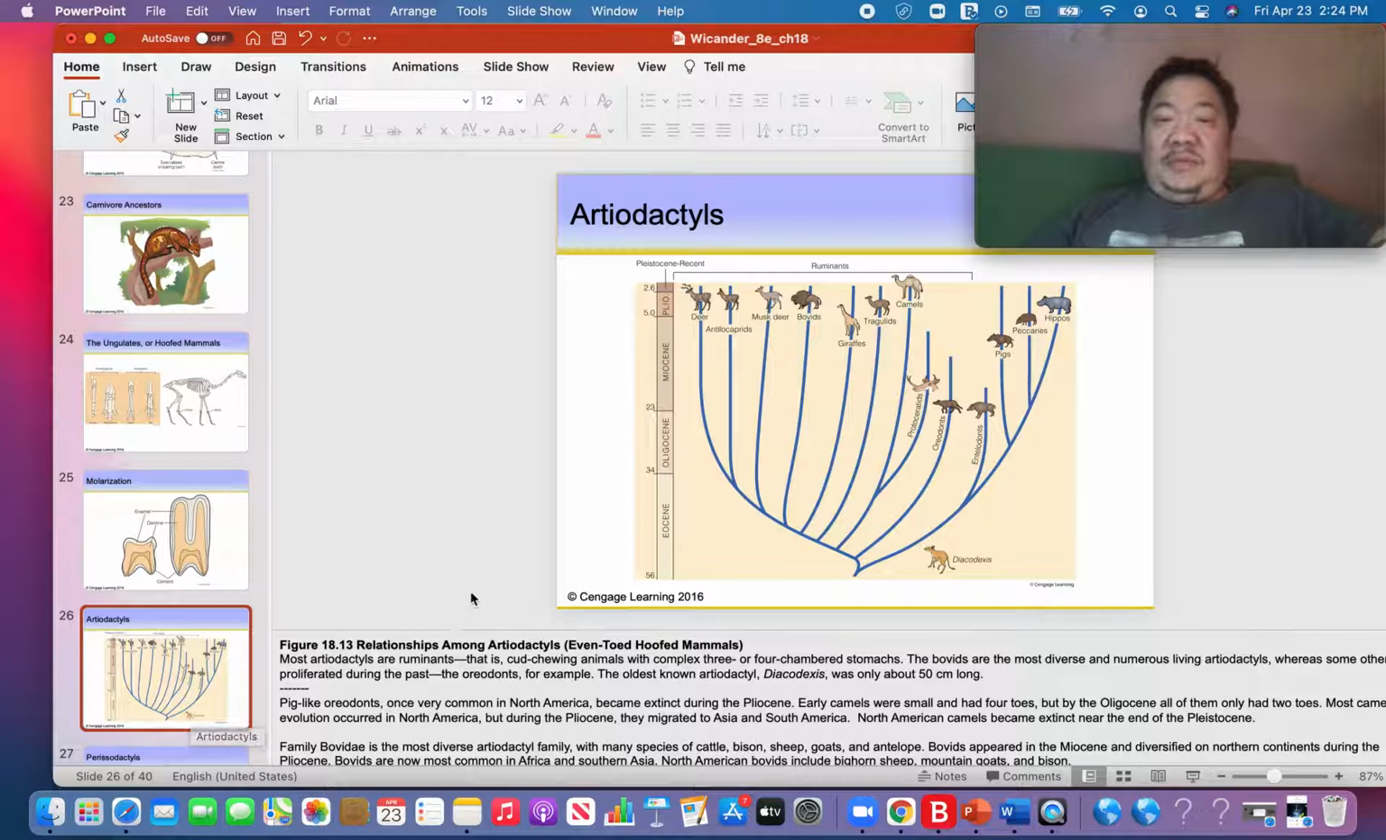Here you can see some different artiodactyls: deer, buffalo, giraffes, camels, hippos, peccaries, pigs. These are all artiodactyls. Do they have an odd or even number of toes? Do you remember? They have an even number of toes. Artio means even.